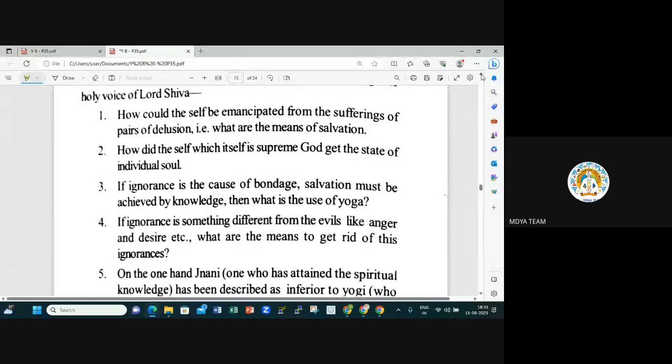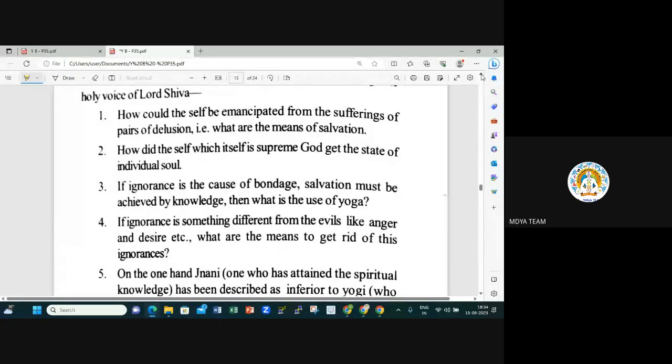You know, yes or no? Individual soul means the normal one, Jivatma, the individual self. And Supreme God is Paramatma. So here the self is also considered in the same way as the individual soul.